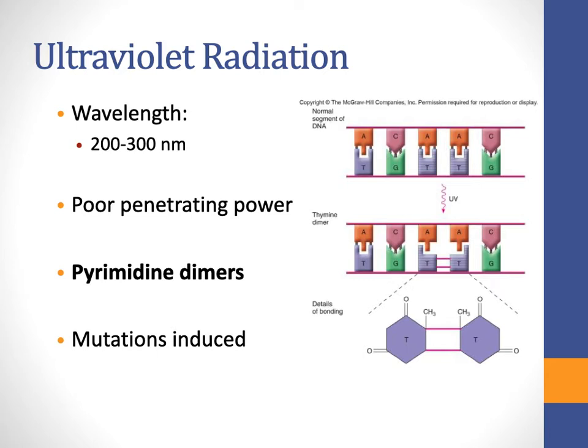So UV radiation is also utilized, but what can happen is you can get mutations induced because you get mismatching. So you get these pyrimidine dimers forming, and it doesn't have the same penetration power, so it's only a surface treatment.